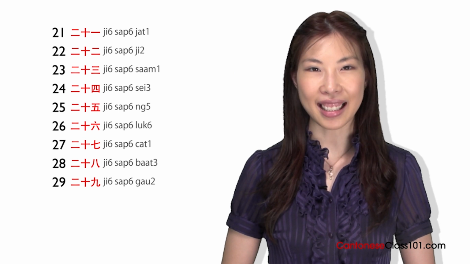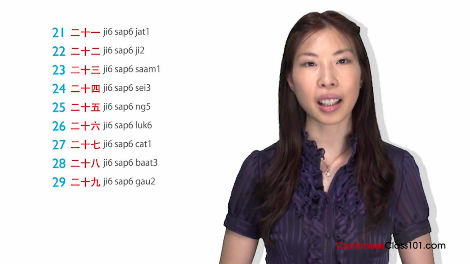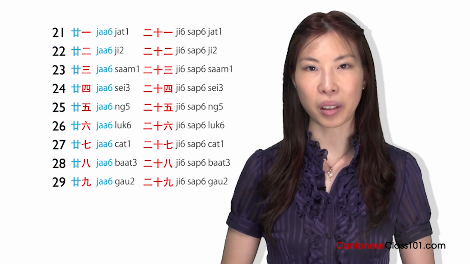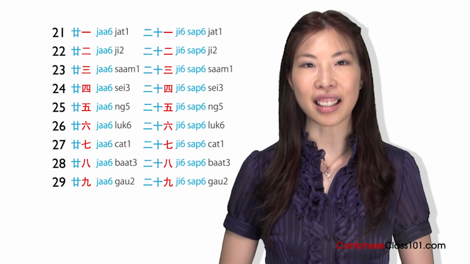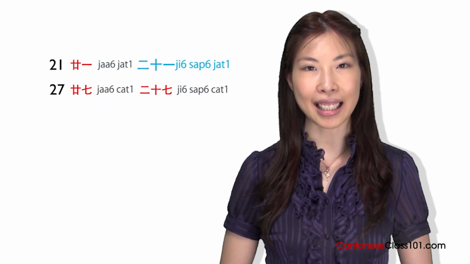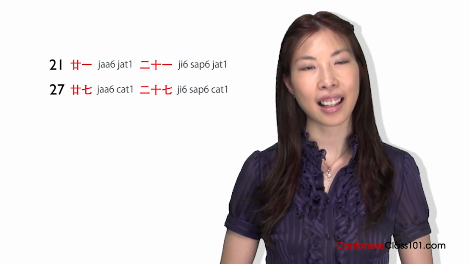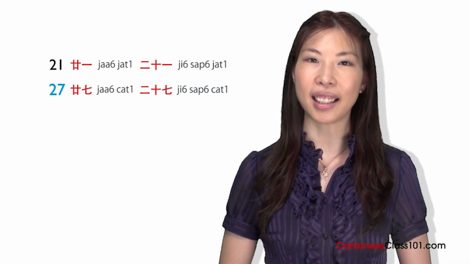Now it's time for Olivier's insights. For numbers between 21 and 29, you might hear people saying ya as 20 instead of 20. Both can be used in spoken Cantonese. For example, 21, 27.